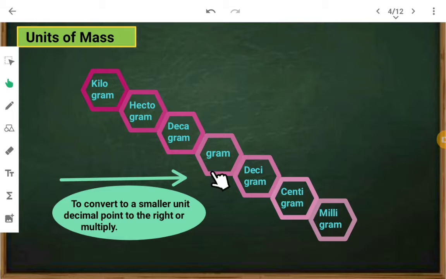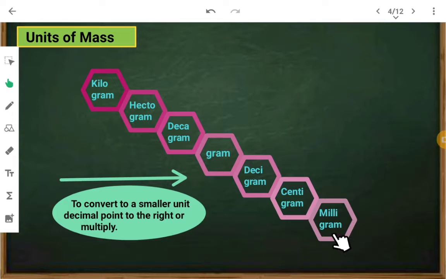What is the basic unit of mass? Gram. Below the gram, we have decigram, centigram, milligram. And then decagram, hectogram, kilogram. Here also the larger unit is kilogram, and the smaller unit of mass is milligram.